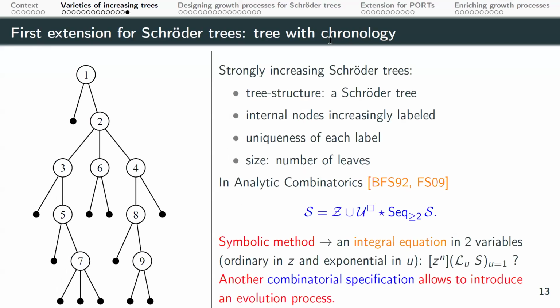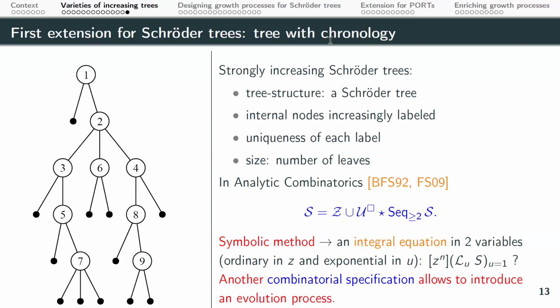So now go back to analytic combinatorics. Now we have two atoms here. We have atoms that are leaves that do count for the size, and we have atoms that are internal nodes that are increasingly labeled. So the specification here is with two kinds of atoms, either a leaf or an internal node that gets the smallest label, and a sequence of at least 2 children.